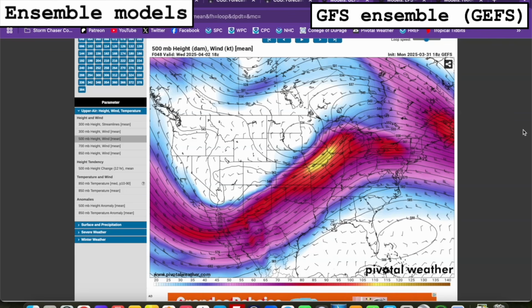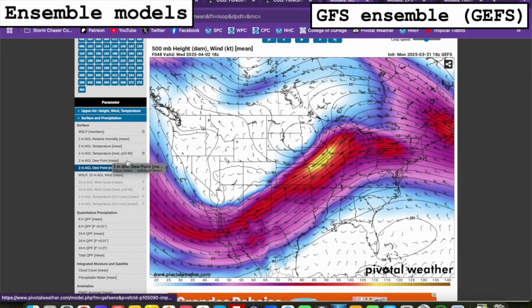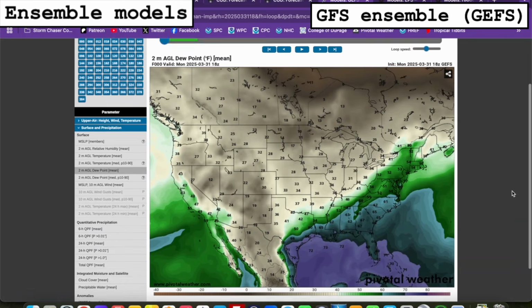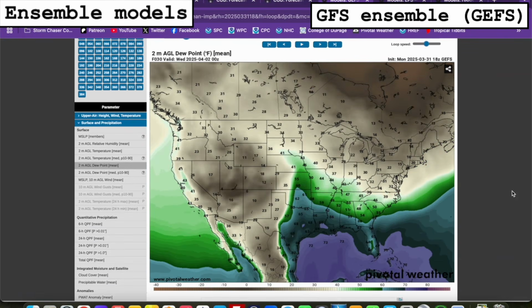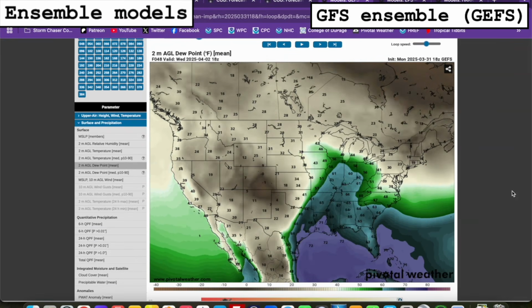So this gives us a little bit more of an accurate look at the overall pattern. And you can look at all those things that we talked about before: the upper level pattern, the mid-level pattern, 500 millibars, 700 millibars, 850 millibars. We can look at the average dew point. So the position and intensity of the dew points are averaged over all those ensemble members, and it gives us a good average of where the moisture may be in a given setup.